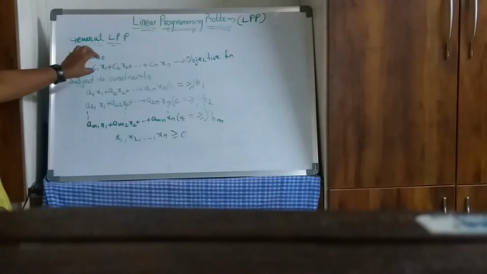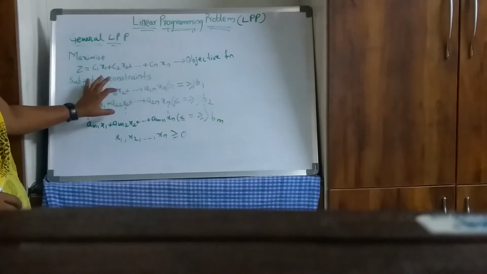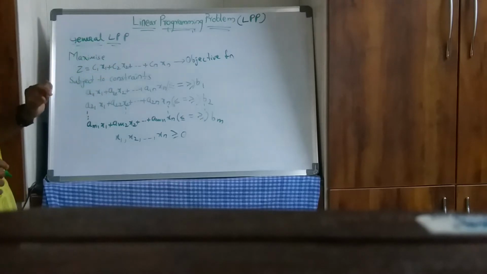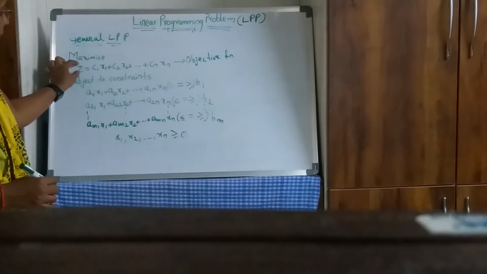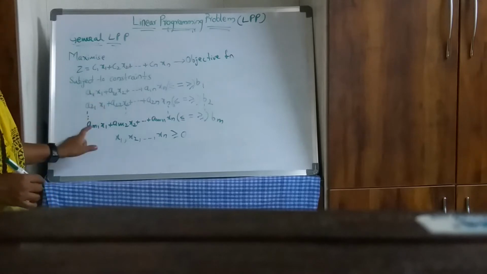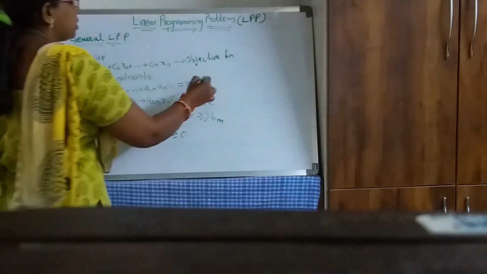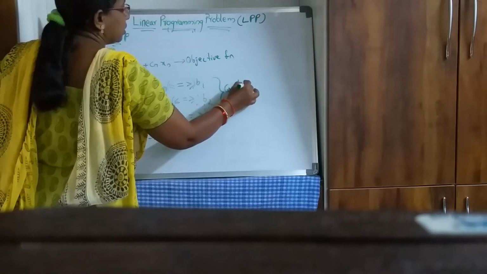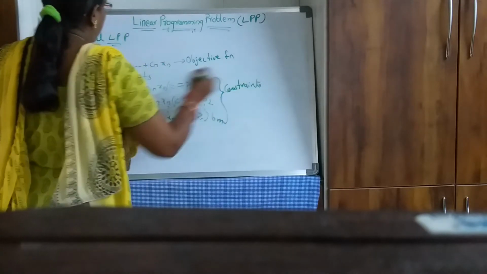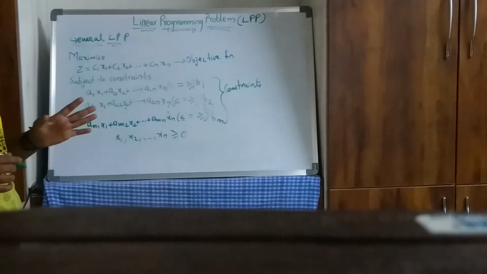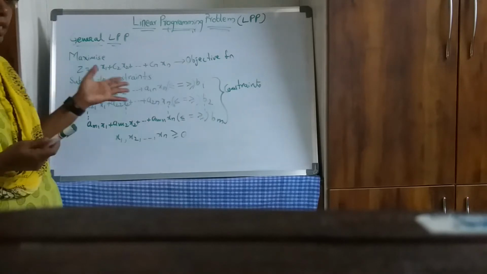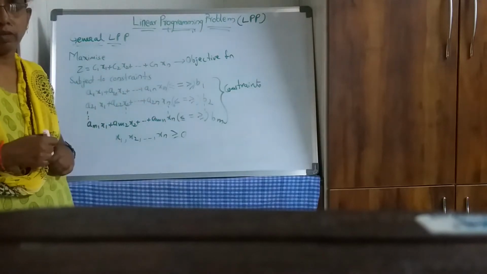To get this objective function, you'll have certain restrictions or conditions. Those conditions are known as constraints. So you have to maximize this function subject to these conditions. These are called constraints. And here x1, x2, xn are the variables known as decision variables. These variables may be the number of units, and c1, c2, cn are the costs associated with those variables.